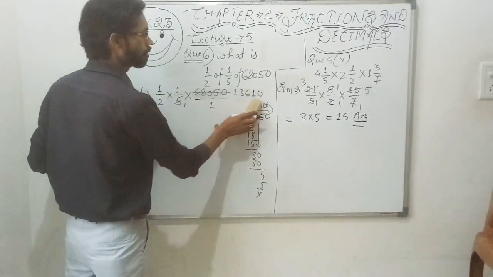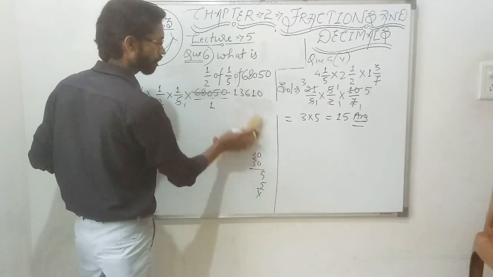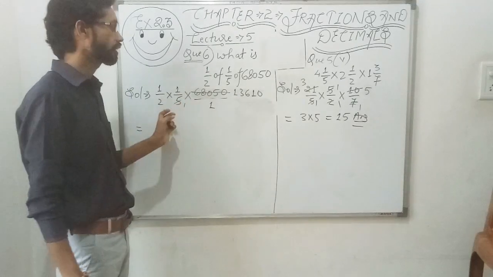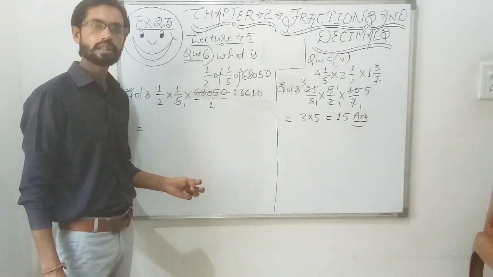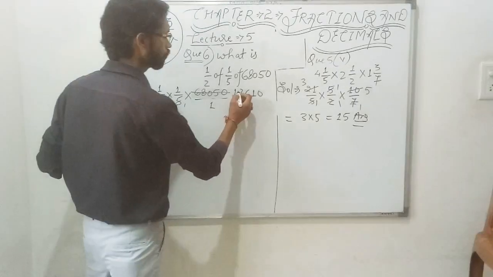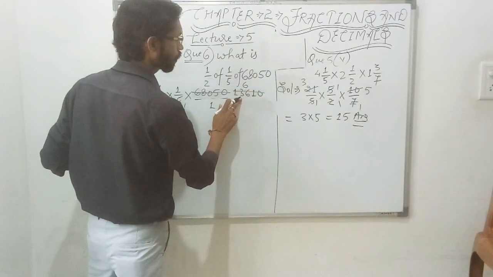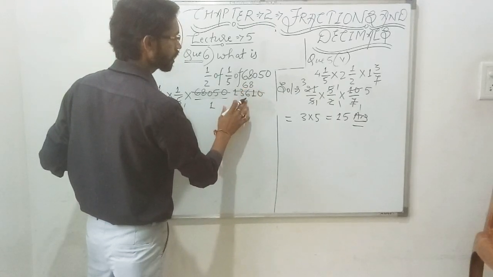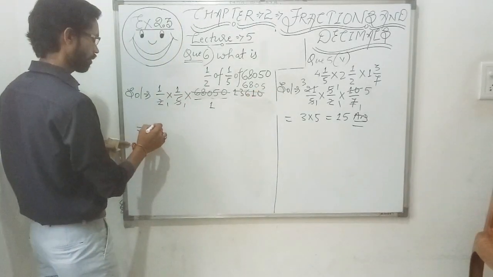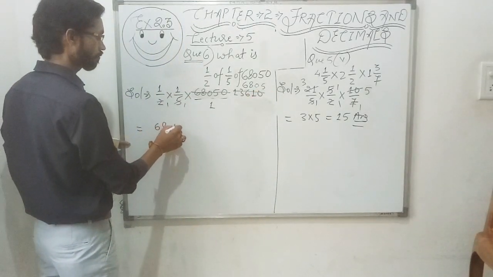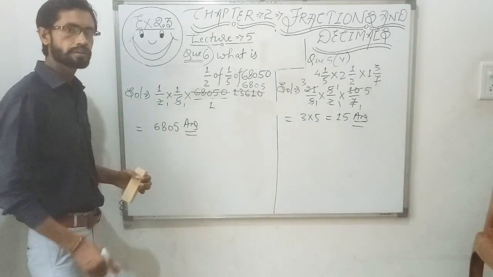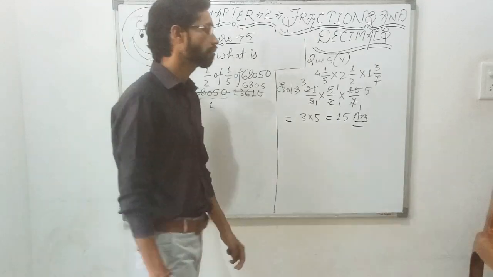13610. Got it? So if you are having the confusion that the number is big and you are not able to cancel out like this, you can do it on the rough side by the division method. Okay, so now by 2: 2 ones are 2, 2 6s are 12, 1 carry, 2 8s are 16, and 0, 2 5s are 10. That means 6805 is our final answer. Got it? So this completes our question number 6.